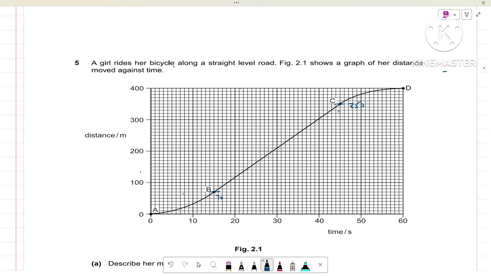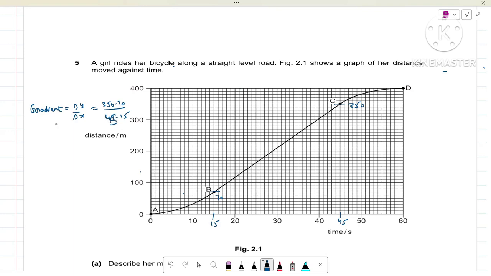And the second point I am taking will be 70. When distance is 350, time is 45 seconds, and when it is 70, time is 15. So gradient, we know, is given as change in quantity along the y-axis divided by change in quantity along the x-axis. Change in quantity along the y-axis means change in distance. What is the change in distance? 350 minus 70, divided by change in x, meaning change in time, that is 45 minus 15.